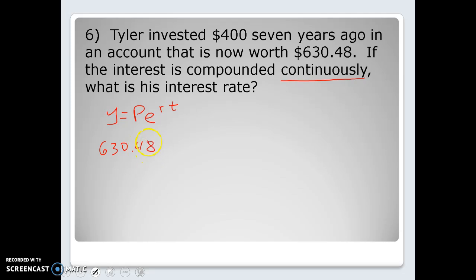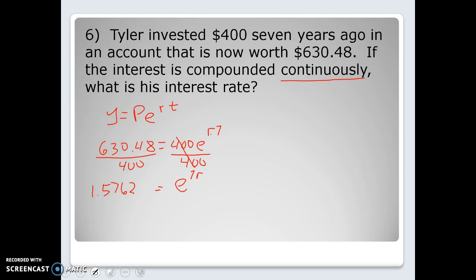So if we plug in all of our information, we know that it is now worth $630.48. The original principal was $400. We multiply that times e. We don't know the interest rate, but we do know that it was 7 years ago. So we're solving this equation for r. So the first thing we'd want to do is to divide both sides by 400. So this 400 will cancel out, and on the right side of the equation we're going to have e to the 7r equals 630.48 divided by 400, which is 1.5762.